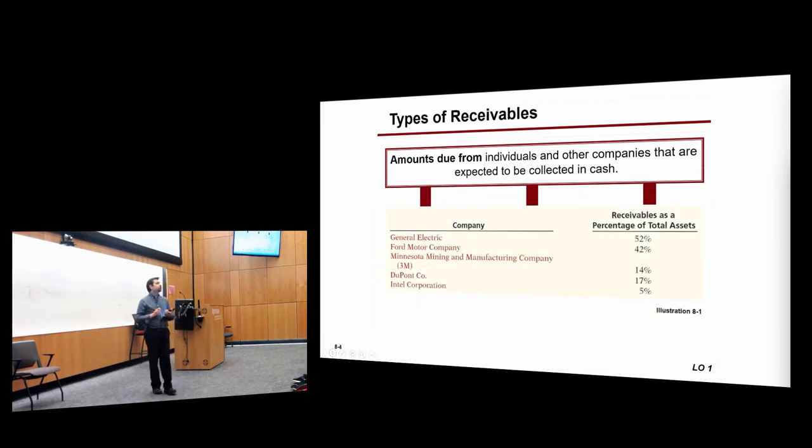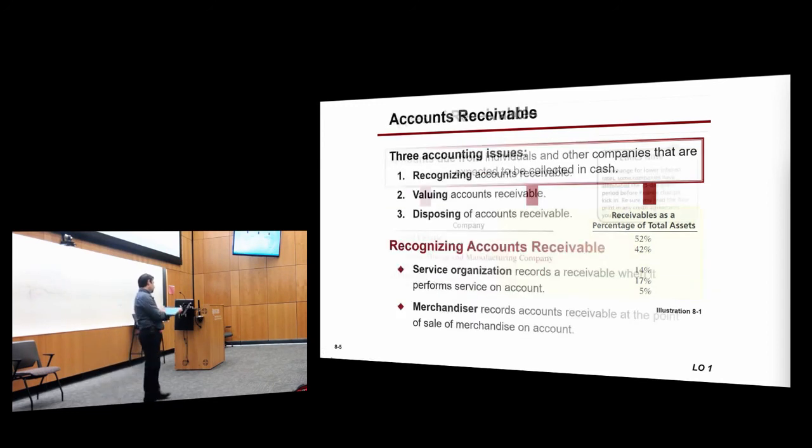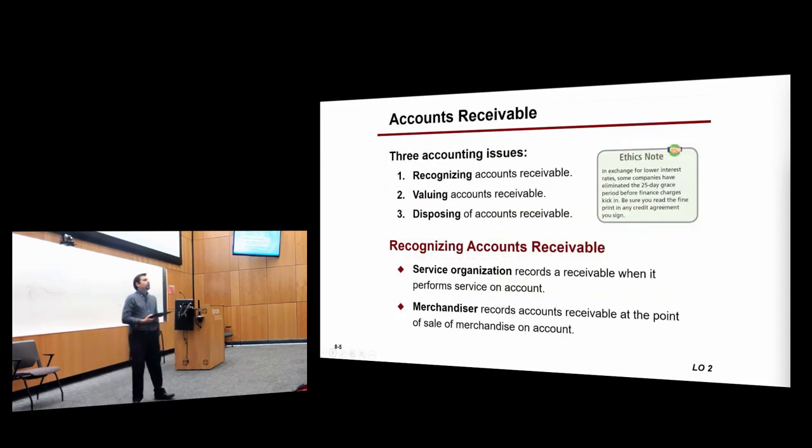This slide here simply shows you why we care so much about accounts receivable. Because in certain cases, it makes up a big part of the company's current assets. This comes from the company's operations, and most companies actually make transactions on account. So for example, General Electric had 52% of their assets, like half their assets, in receivables. Okay? So for accounts receivable, there are three main issues associated with that.